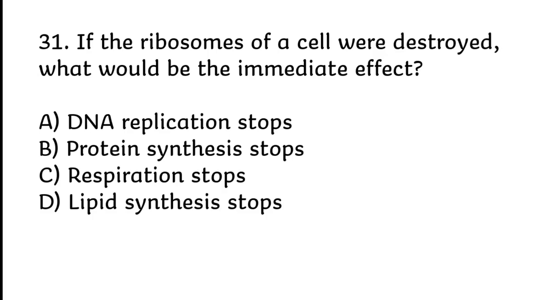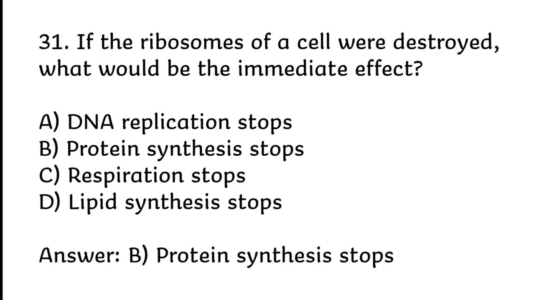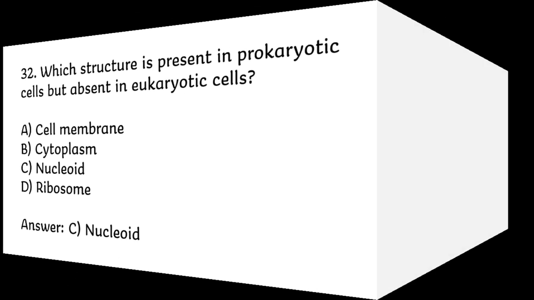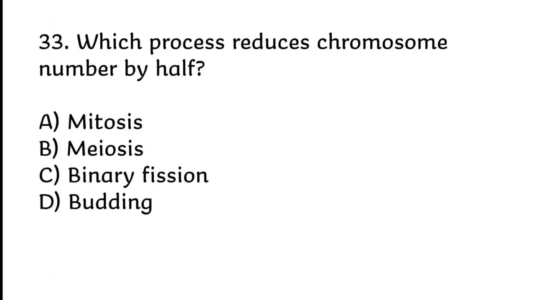If the ribosomes of a cell were destroyed, what would be the immediate effect? Correct answer is protein synthesis stops. Which structure is present in prokaryotic cells but absent in eukaryotic cells? Correct answer is nucleoid. Which process reduces chromosome number by half? Correct answer is meiosis.